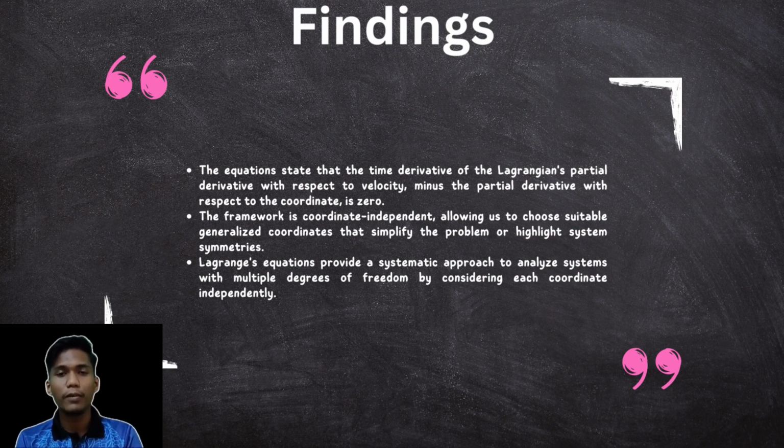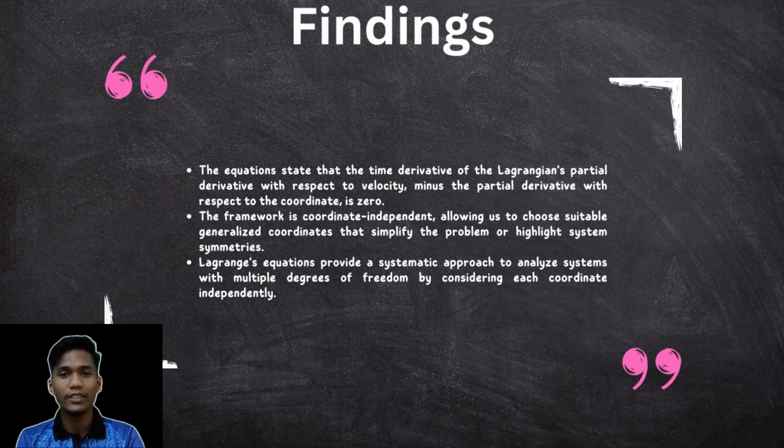Lagrange's equations play a fundamental role in understanding and predicting the behavior of conservative systems, where potential energy depends only on the coordinates. The equations state that the time derivative of the Lagrangian's partial derivative with respect to velocity minus the partial derivative with respect to the coordinates is zero.